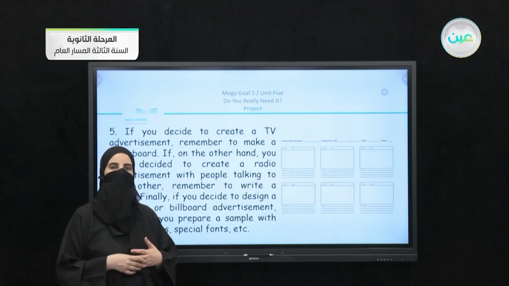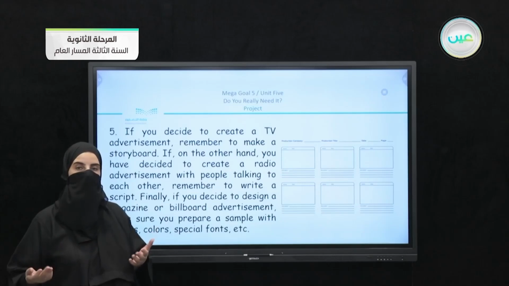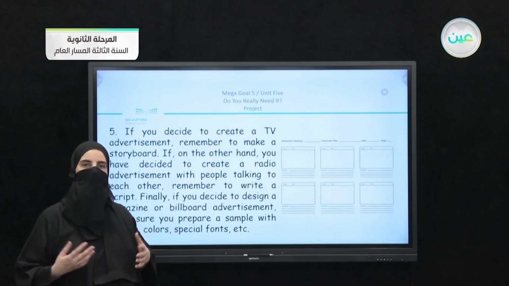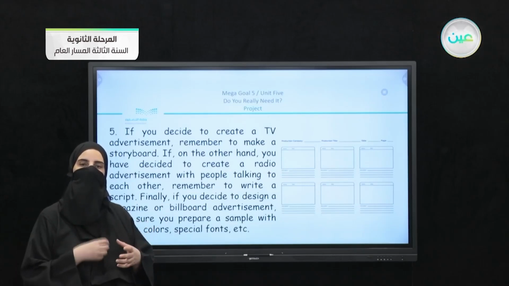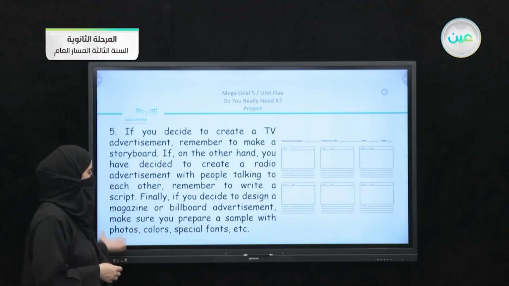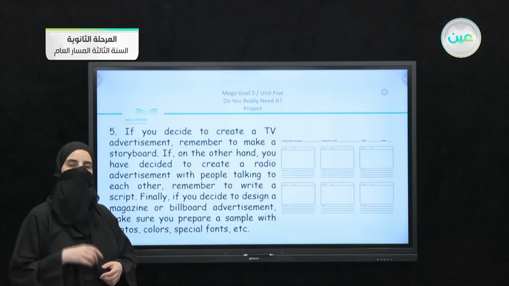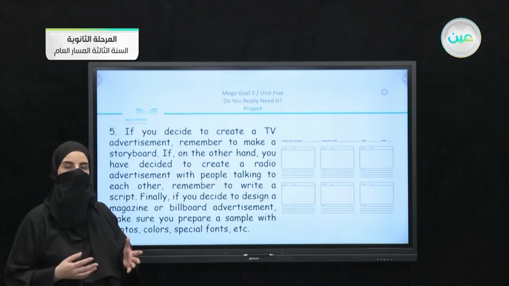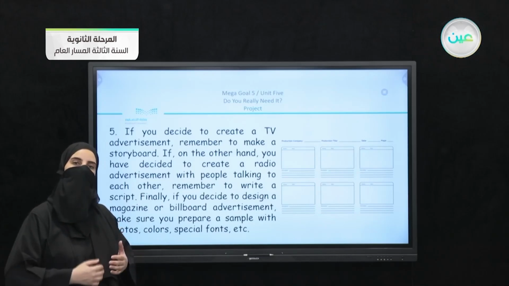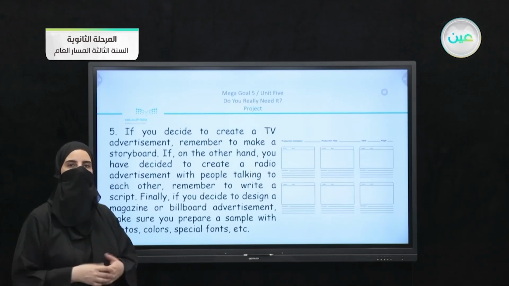Otherwise, if you're going to have something which is seen, like a billboard or, for example, in a magazine, you can make sure that you have all the different elements that are needed. Now, there are mentioned here the sample of photos, colors, special fonts, and so on. So you have the freedom to choose any type of advertisement, and also the freedom to choose what kind of advertisement you are going to present.